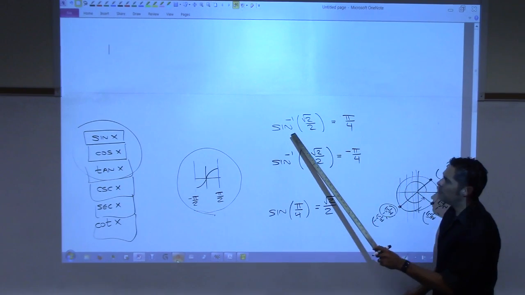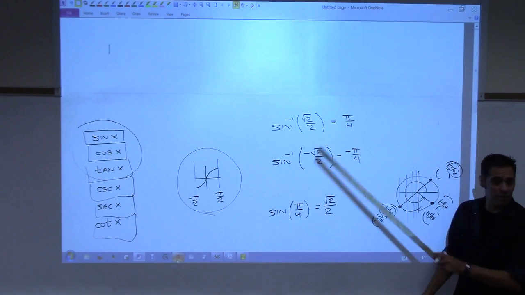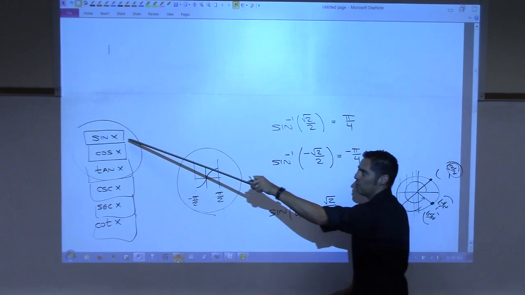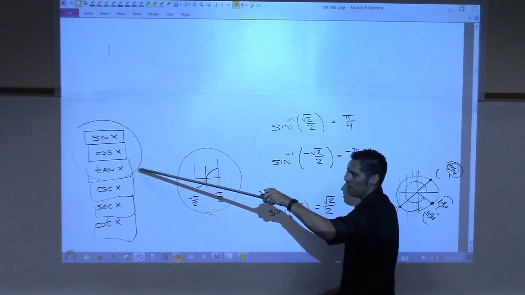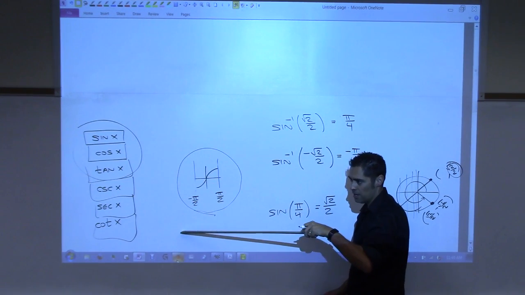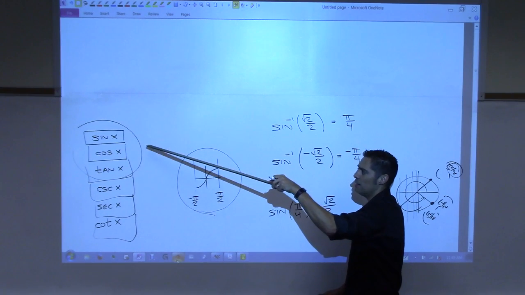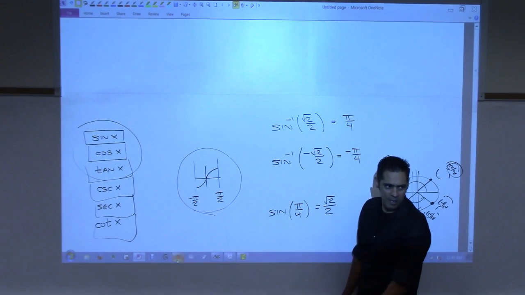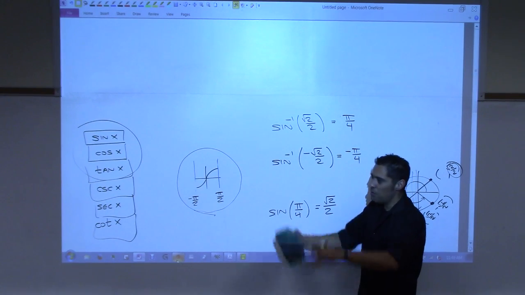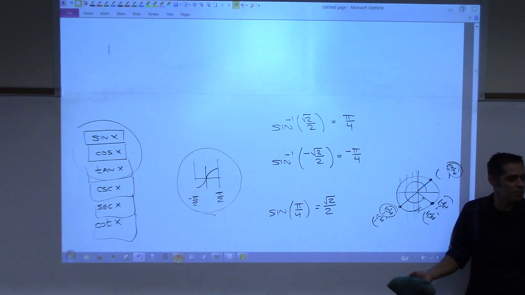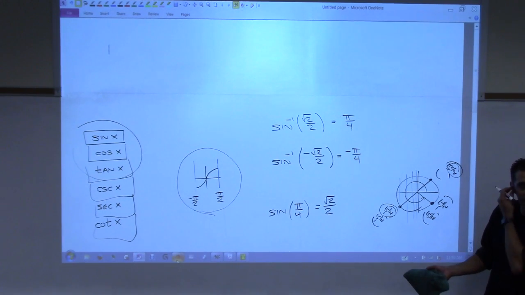But now that we have the other 6 inverse trig functions, right? There's the arc sine, there's arc cosine, arc tangent, arc secant, and arc cotangent. Or you could say inverse sine, inverse cosine, inverse tangent, inverse cosecant, inverse secant, inverse cotangent. That's 6 new functions. And you know what? We need to know what the derivatives of those are. And that's what today is about.